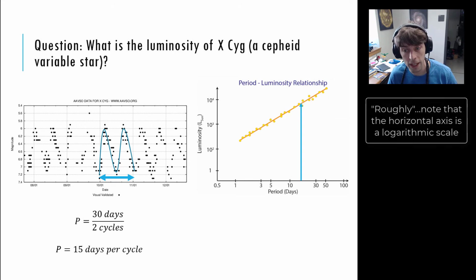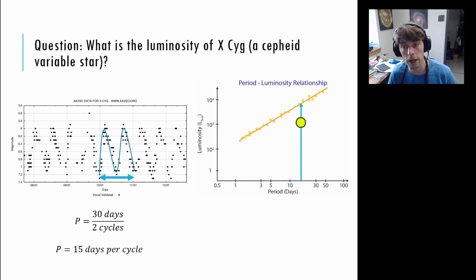Now I just read up to where it matches the line, and I read over to get a rough estimation of the luminosity. We see that it's above 1,000. It's not quite to 10,000. I'm just going to go ahead and estimate it. I'll say it's roughly 9,000. Just ballparking. At this point, we have to ballpark, we have to estimate.